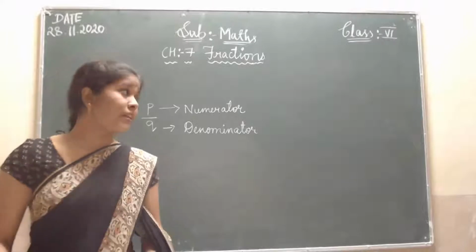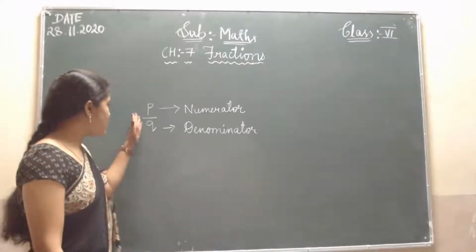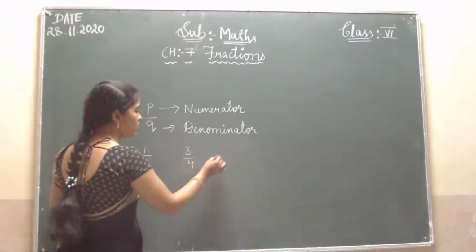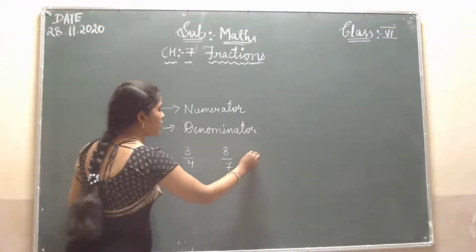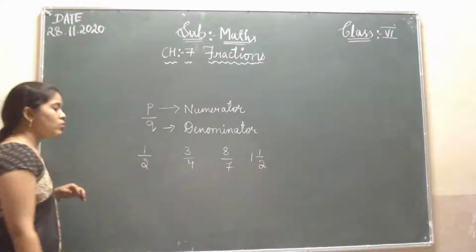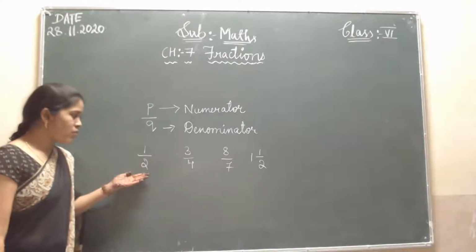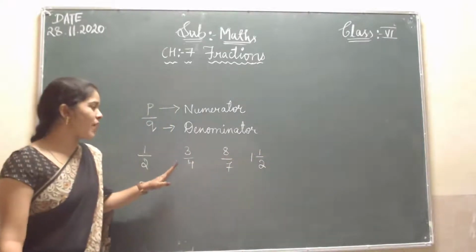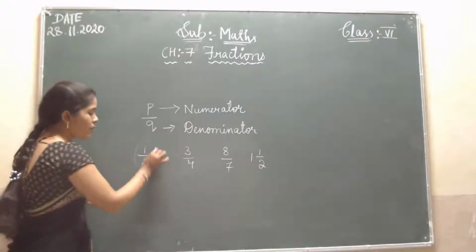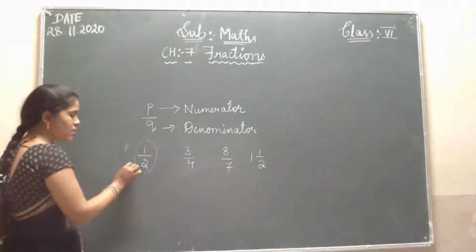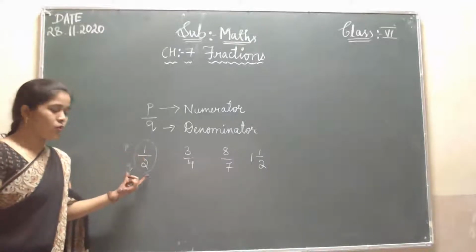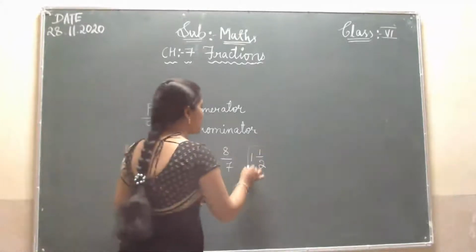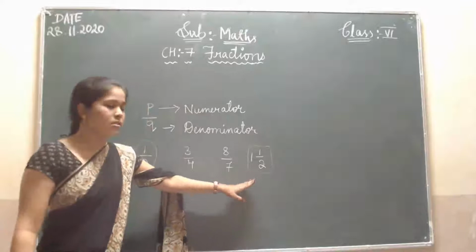In this there are three types of fractions. For example, we'll take the fractions 1 by 2, 3 by 4, 8 by 7, and 1 whole 1 by 2. These are examples of fractions. Here the fraction is in the form of P by Q. This one is P and this one is Q. P is the numerator and Q is the denominator. This is also in P by Q form. I will explain this later.